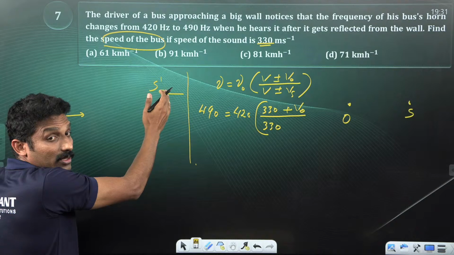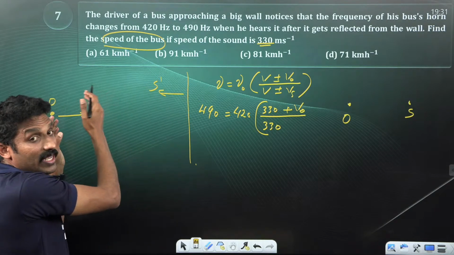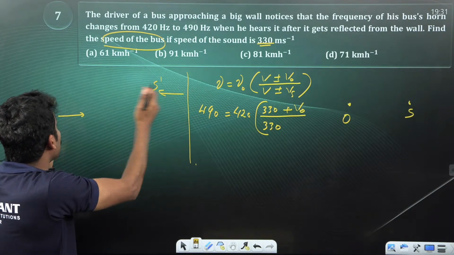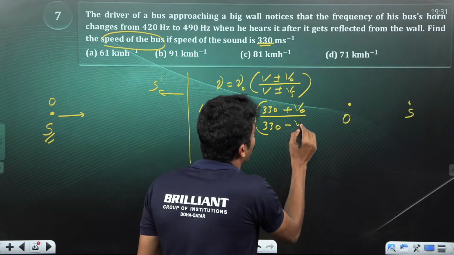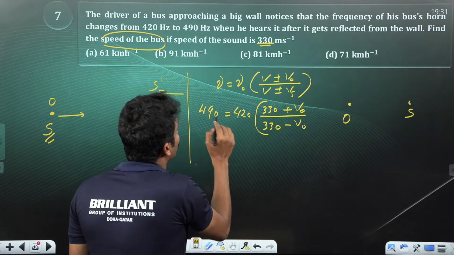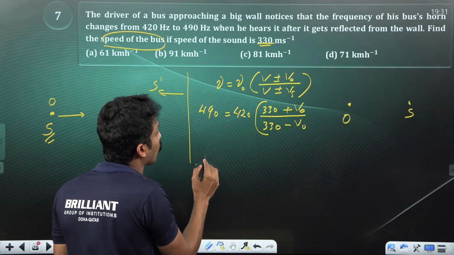Now this is the source. This reflected wave he is observing. So the source is approaching the observer. Source is approaching the observer means this is taken as minus VO. Okay, now 0, 0 cut 49 and 42 cut by 7.